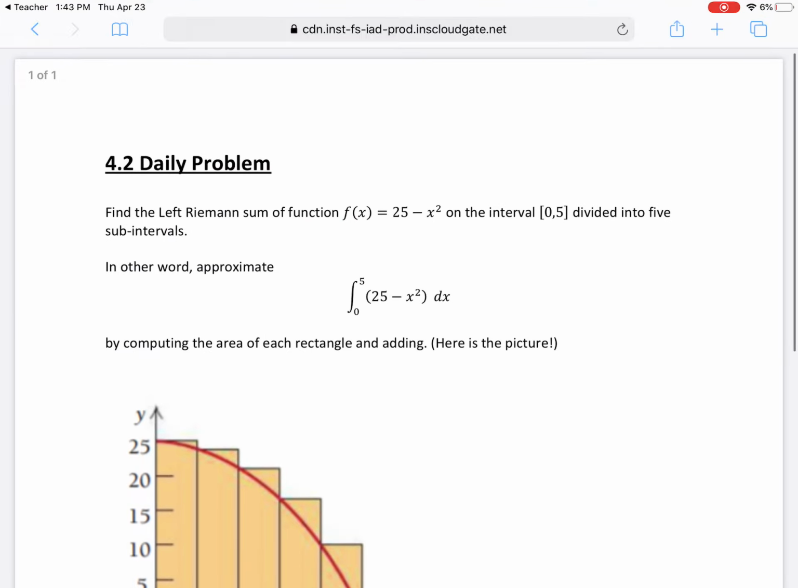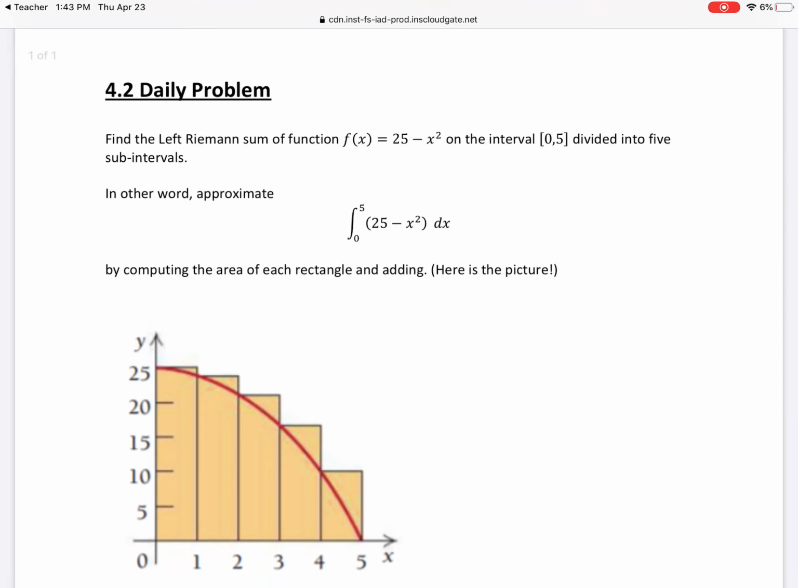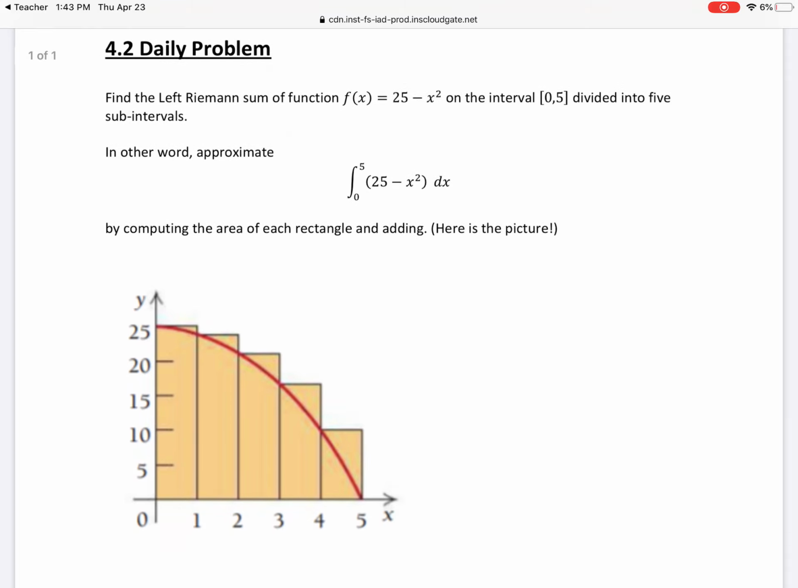So try the 4.2 daily problem. Try to click on it. It's just hard for me to click on this on the iPad. But that's the one, this one, open link.